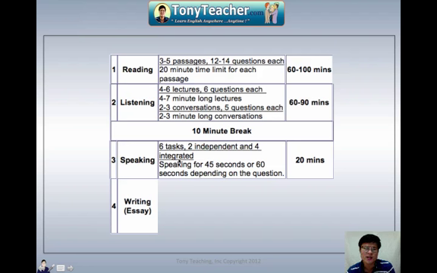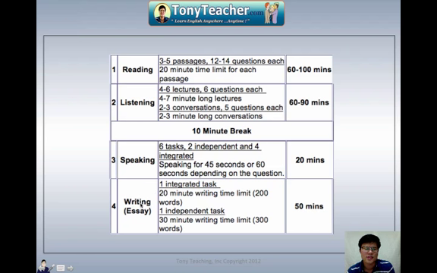Integrated means it's combined. So these questions are questions where you probably will have to listen and read something and answer the question. And these questions you'll have to speak for about 45 seconds or 60 seconds. It really depends on the question. So this section is about 20 minutes long, and it is the most difficult for most students.